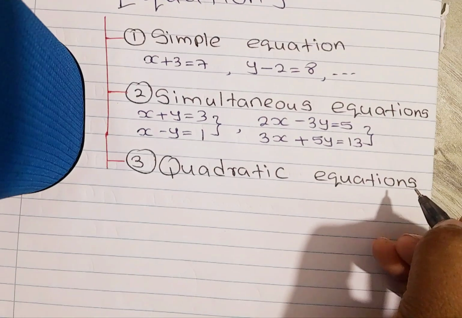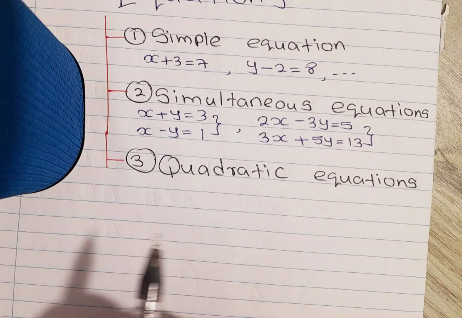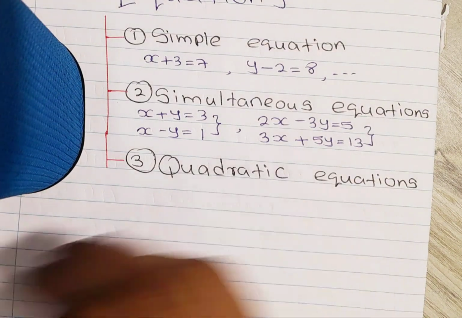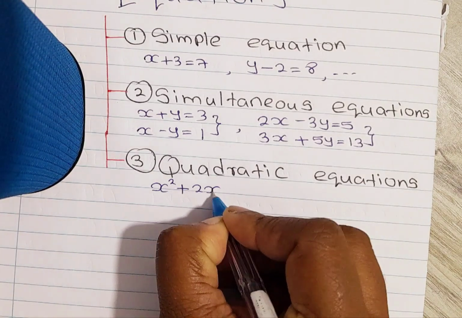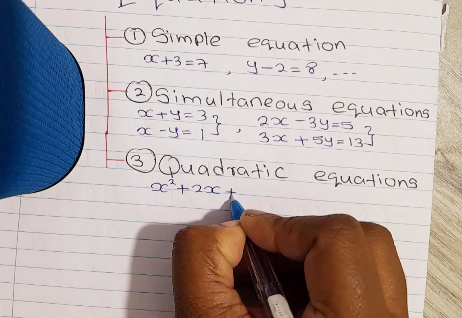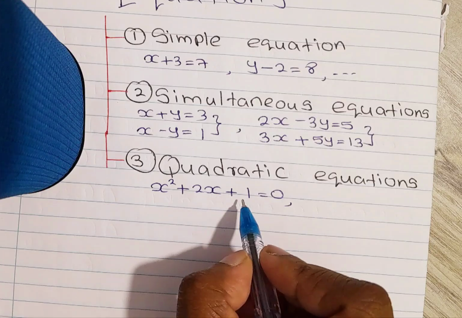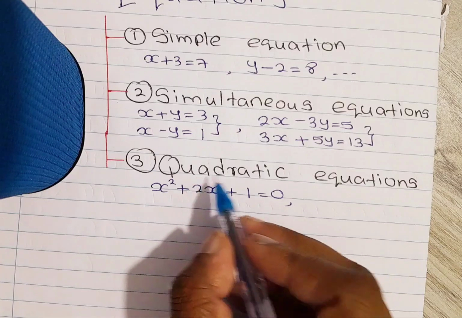Quadratic equations means you need to understand this clearly. There is a square term, and there can be two solutions also. I can write down the example like this: x squared plus 2x plus 1 equals 0. You can see there is a square term, an x term and a constant, and an equal mark is there, therefore that is a quadratic equation.